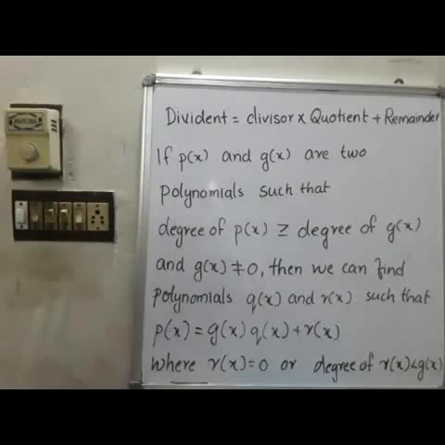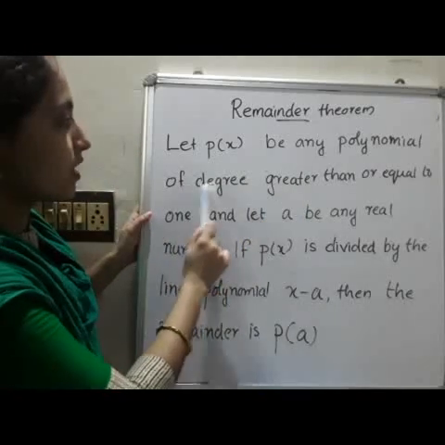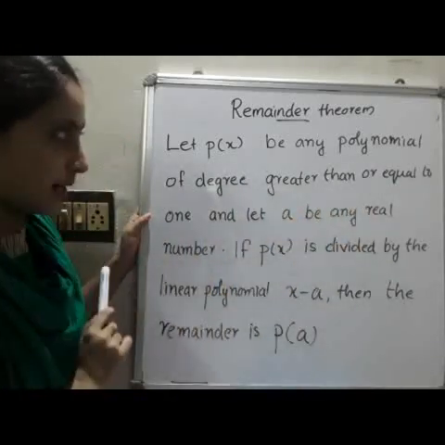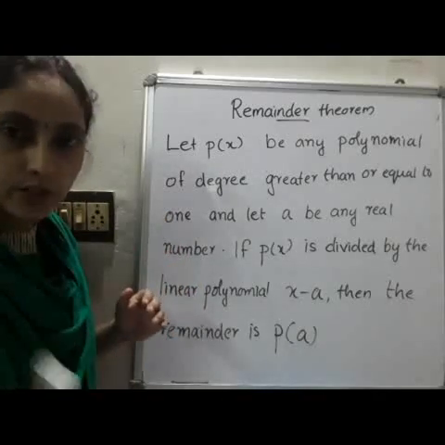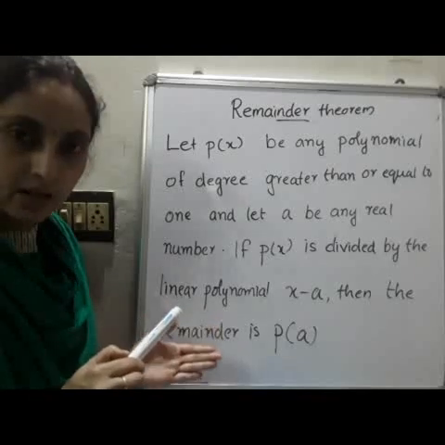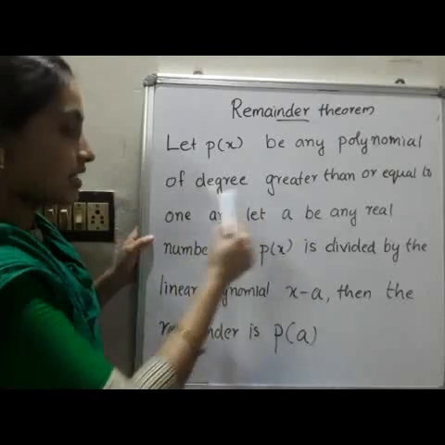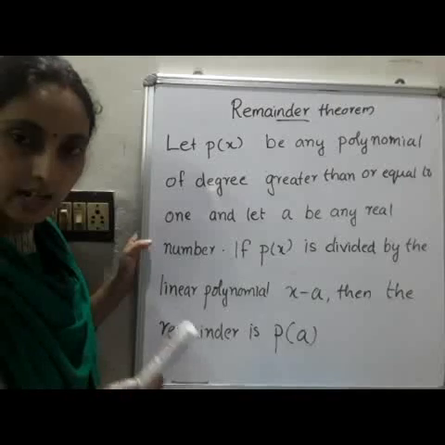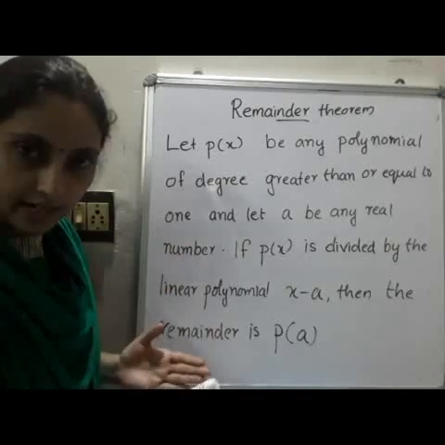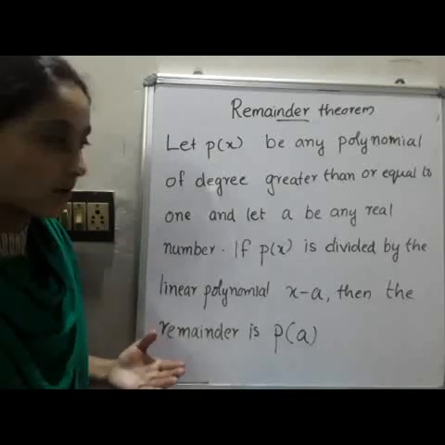Okay, so write down the heading, remainder theorem. Remainder theorem is, let p of x be any polynomial of degree greater than or equal to 1. That is, p of x be a polynomial and its degree must be greater than or equal to 1. That means that may be a linear polynomial, then quadratic polynomial or cubic polynomial. Okay, degree greater than or equal to 1, and let a be a real number, any number that is real, either positive or negative, or a fraction, or a rational number, or a root, any number.